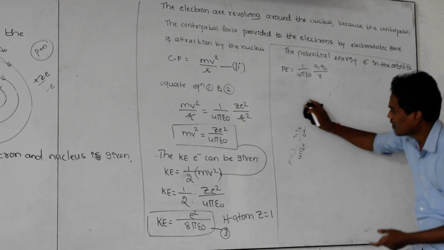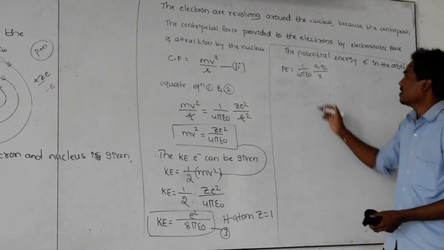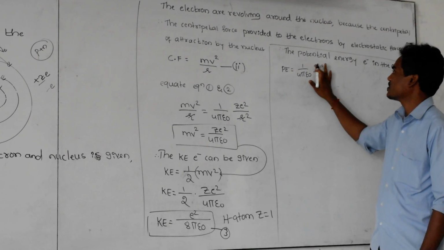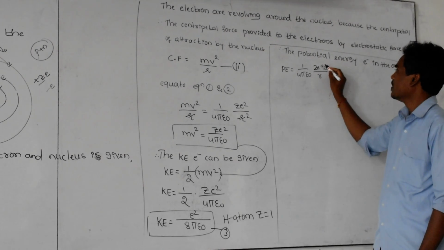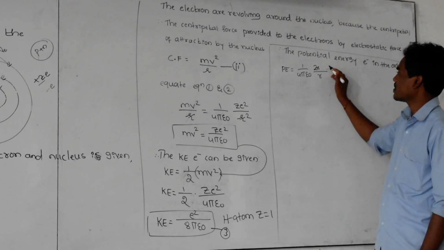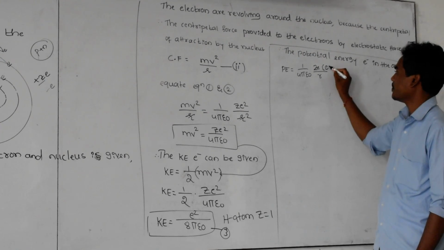This is not R square. Let us substitute. What is Q1 here? Q1 is nothing but the charge of the proton, which I am taking as Z into e. And what is Q2 here? That is the charge of the electron, which I am taking as e.